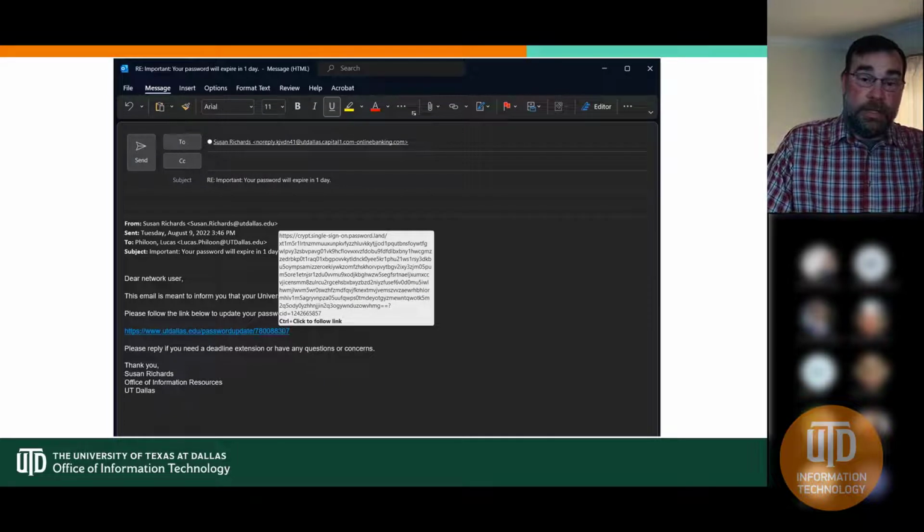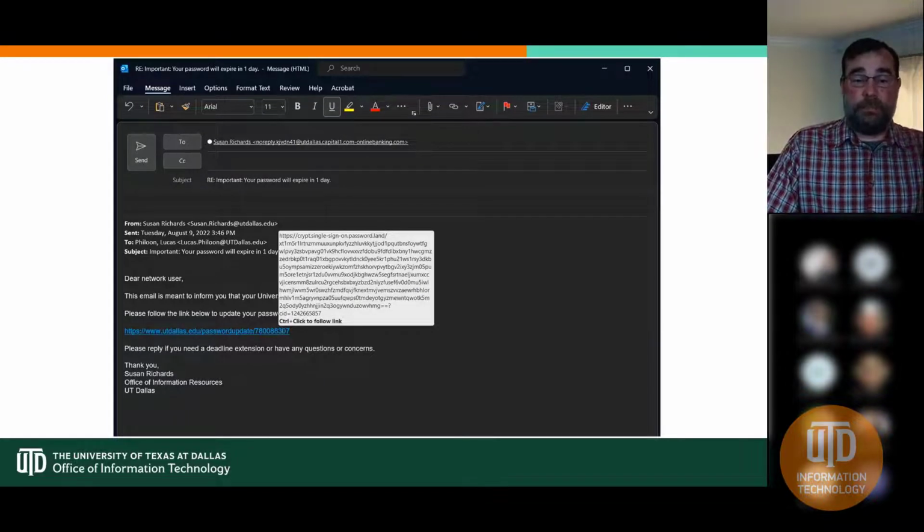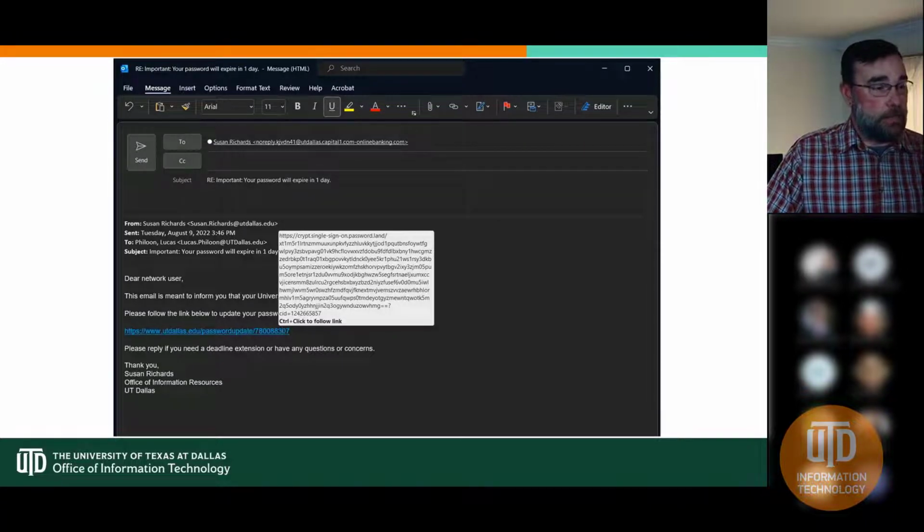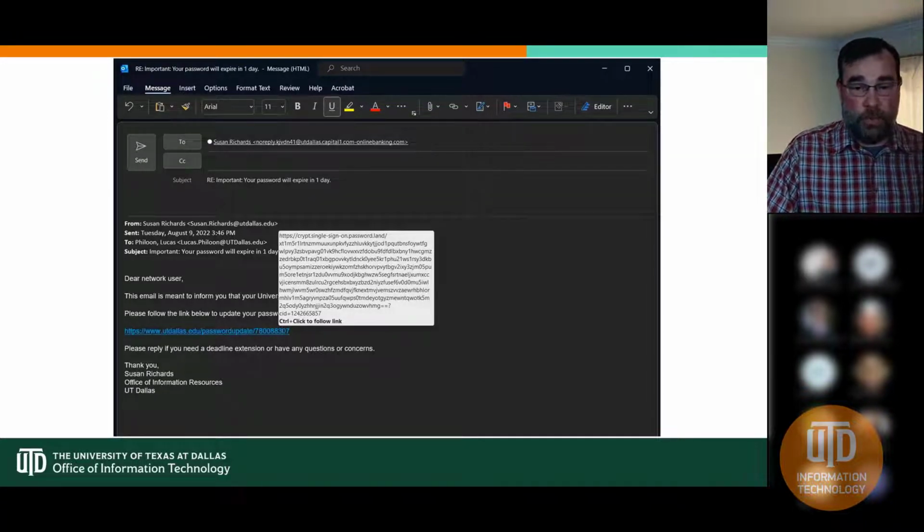So I know I said don't reply, but if I were to click the reply button as an example, this would show us some of the additional information that we might see. You'll notice that the email address has changed and that the external link is now not actually a UT Dallas website or email address. It points outside.